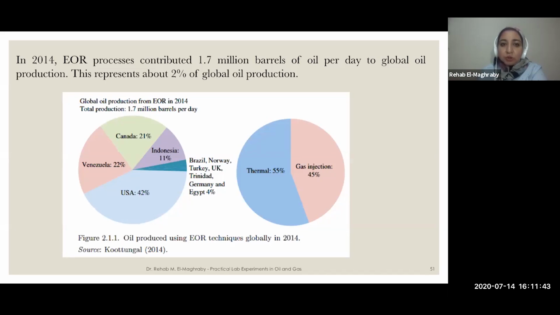But for the actual production, you can say that 2% of the global oil production was from enhanced oil recovery, which corresponds to 1.7 million barrels of oil per day. There are some countries that are applying enhanced oil recovery techniques, like USA, Venezuela, and Canada, as you can see in this bar chart.